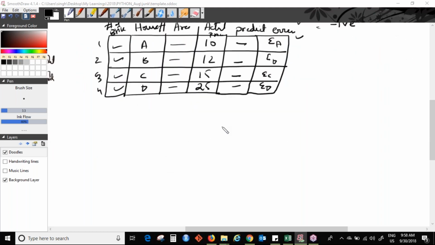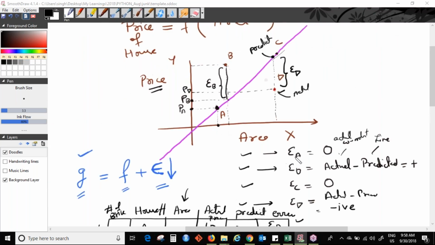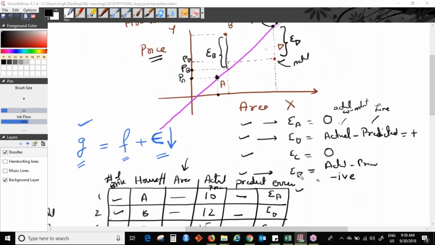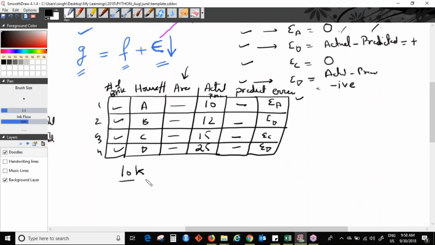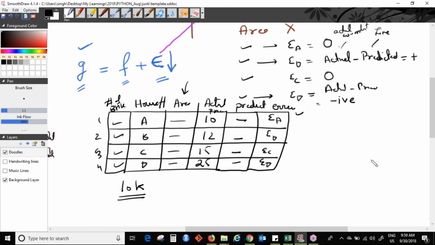Now let us see how we evaluate the error. So we saw that we are getting some errors, but how do we understand the error? This is also very important, because if I have 10,000 houses, I cannot find out 10,000 errors like this.